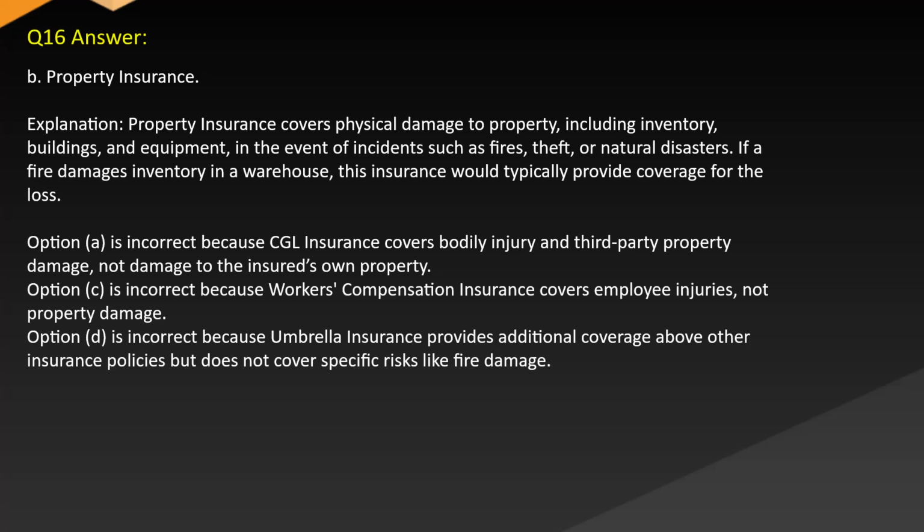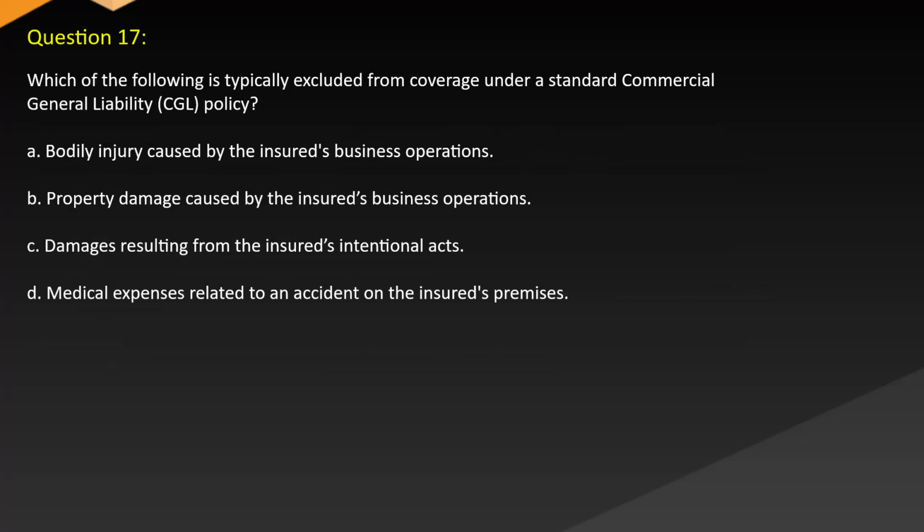Option A is incorrect because CGL insurance covers bodily injury and third-party property damage, not damage to the insured's own property. Option C is incorrect because workers' compensation insurance covers employee injuries, not property damage. Option D is incorrect because umbrella insurance provides additional coverage above other insurance policies but does not cover specific risks like fire damage. Question 17.